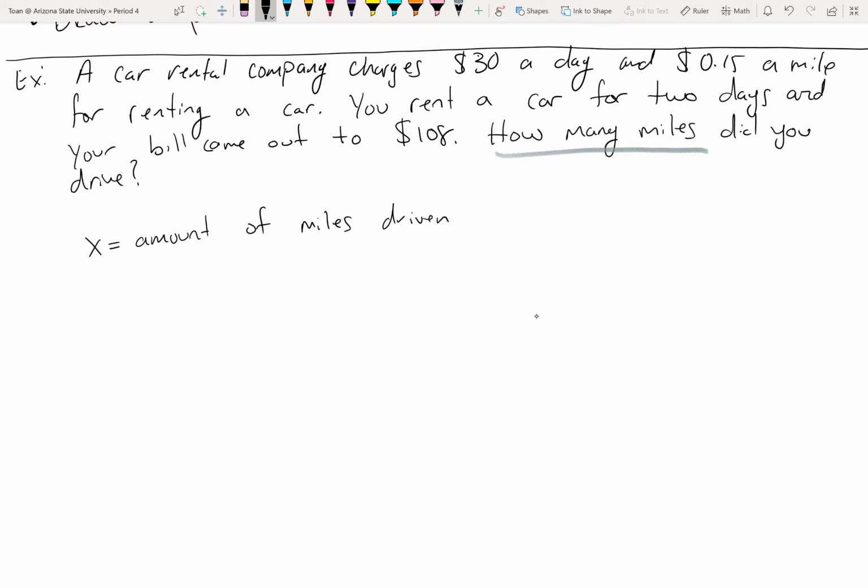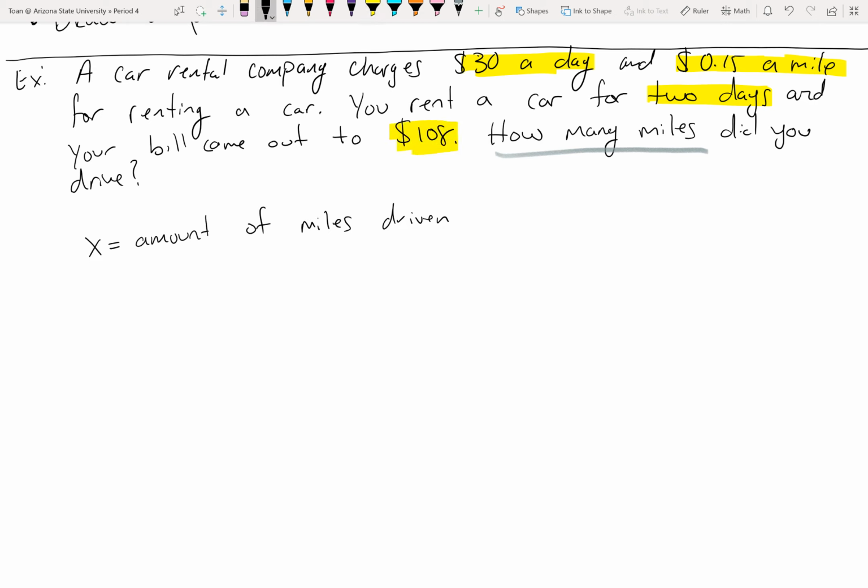After you identify your variables, you're going to skim the problem and extract any numerical or mathematical information. So car rental company, I don't really care, charges $30. Hey, that's a number, so that's probably important. And 15 cents, there's a number here, so it's 15 cents a mile. You rent, oh, 2 days. That's a number. That's information. That's important. Reading, oh, $108. That's numerical. That's probably important.